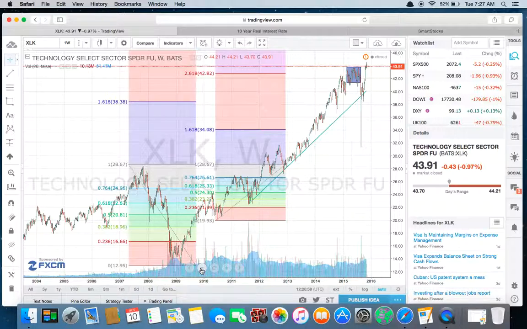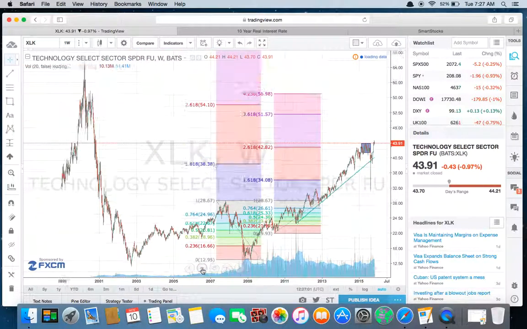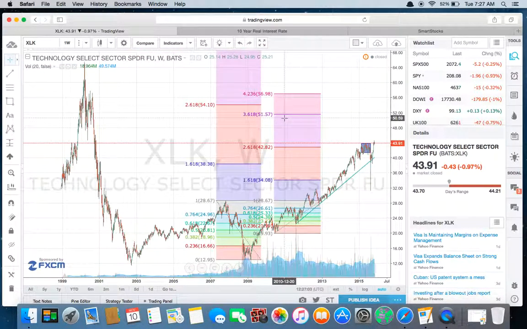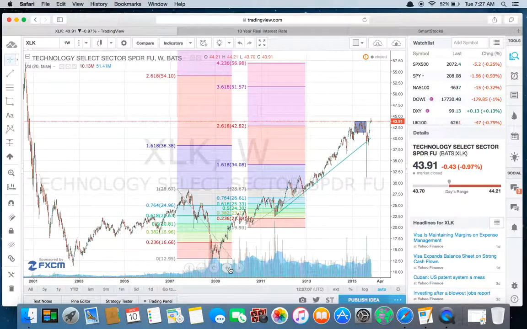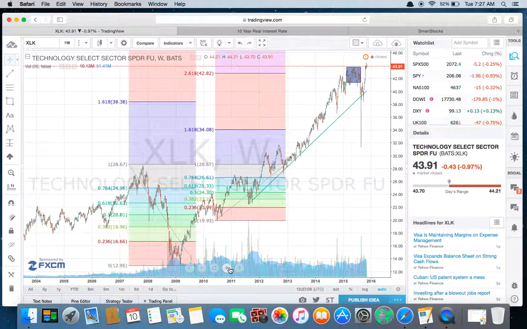If there's going to be continued momentum to the upside, then 50, 51.57, 54.10, and 56.98 are three other reference points you want to pay close attention to. Again, those are not targets, and they're not to be used as resistance bands. They're just there as reference.